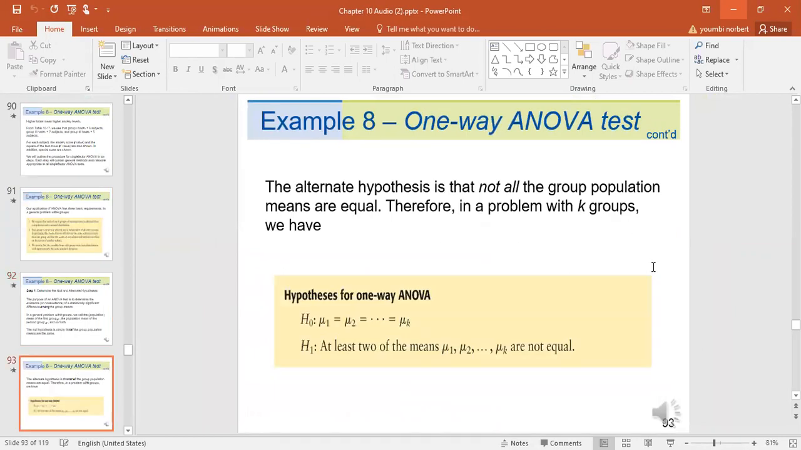So, the hypothesis for analysis of variance. The null hypothesis is that these samples come from populations with the same mean. Actually, it just means the same average for all. They come from the same population. Mu1 equals mu2 equals mu k, where k is the number of groups.